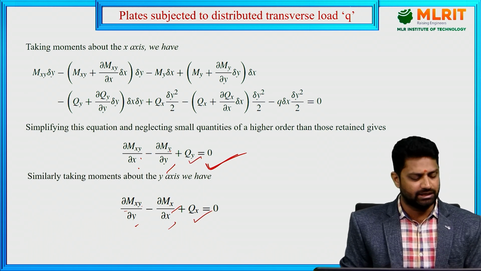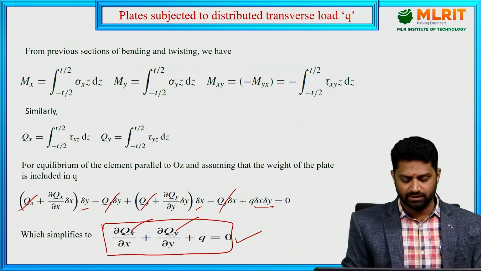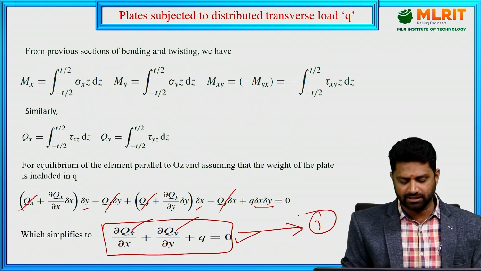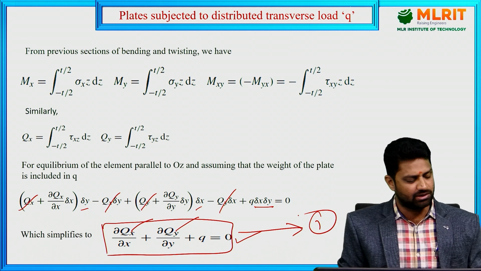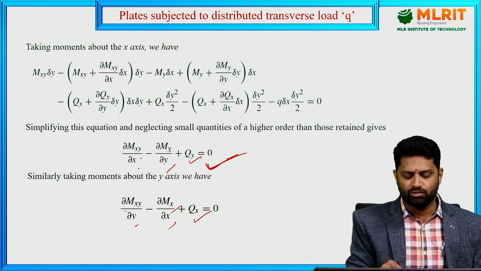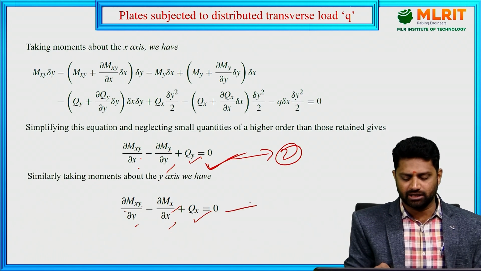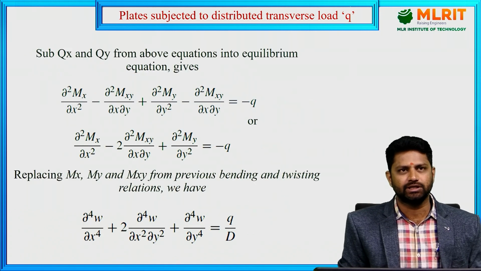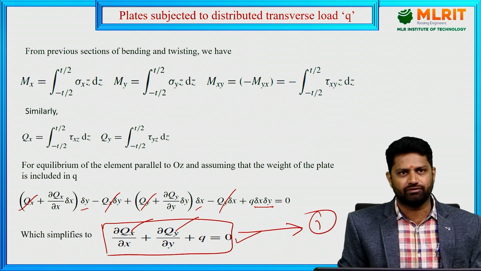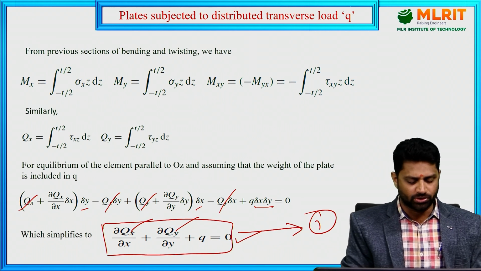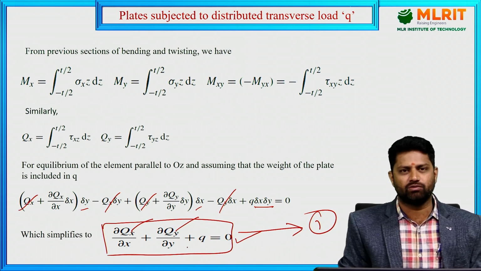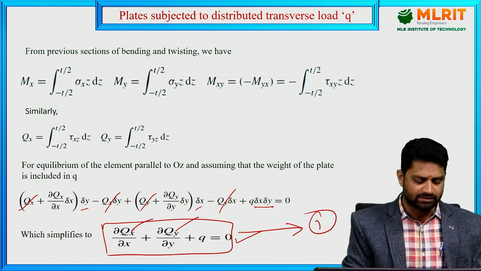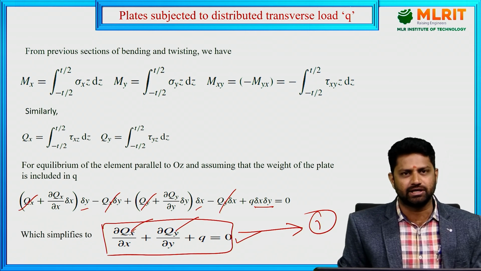So these are the equations of equilibrium. So first equation, when you see, this is the force equation, that is equation of equilibrium parallel to z-axis, and here moment about x-axis and moment about y-axis, which you can consider. Okay, next, now after getting all these things, we know that from equation 1, that is dou Qx by dou x plus dou Qy by dou y plus q equal to 0. So let's try to substitute for this Qx and Qy from equations 2 and 3.